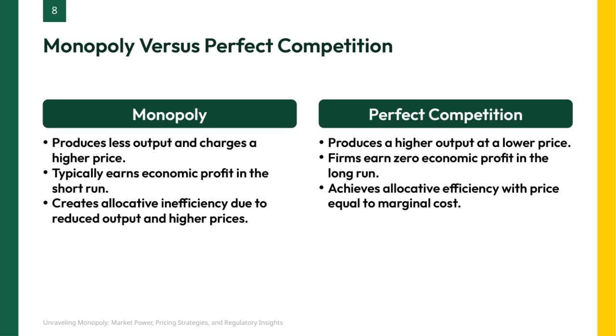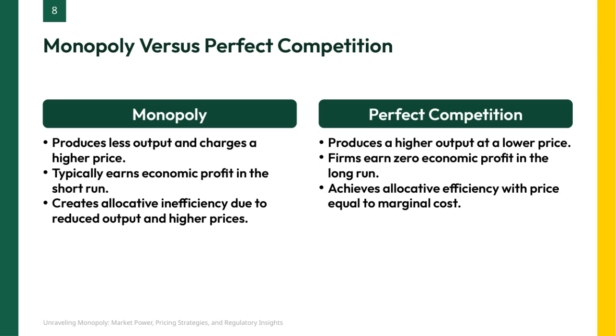However, this situation leads to allocative inefficiency since the reduced output and higher prices mean consumers don't get the optimal quantity of goods. On the other hand, perfect competition produces a higher output at a lower price. Over the long run, firms in perfect competition earn zero economic profit because the presence of many competitors drives prices down to the level of average costs. This market structure achieves allocative efficiency by setting the price equal to the marginal cost, ensuring resources are used in the most effective way for consumer satisfaction.